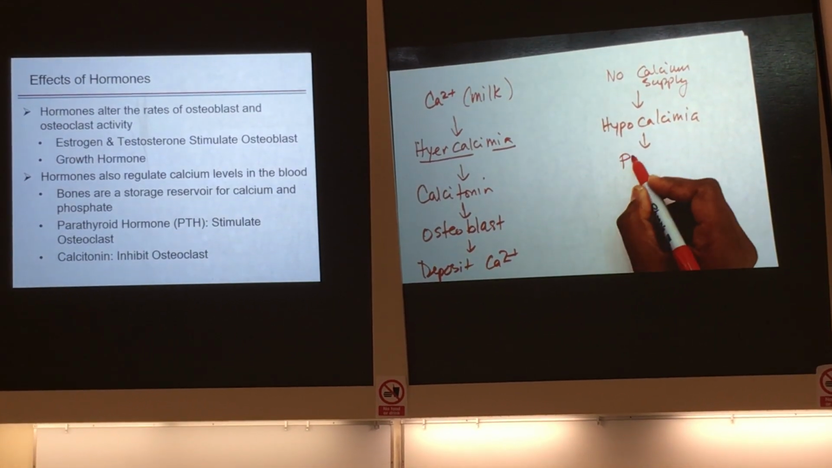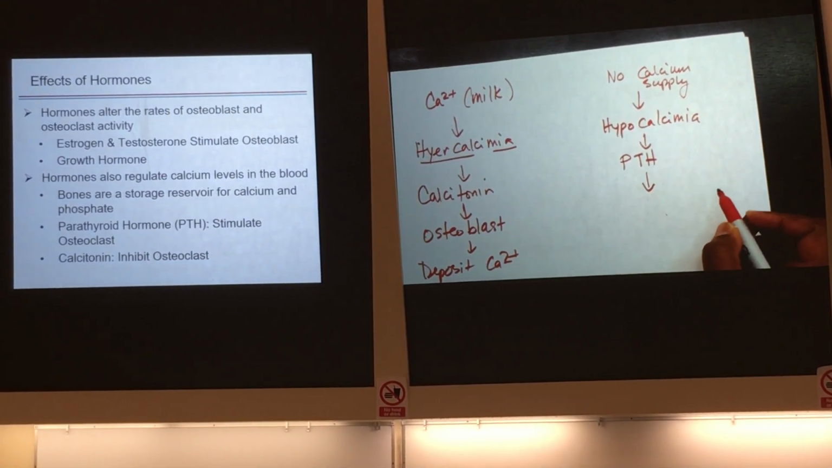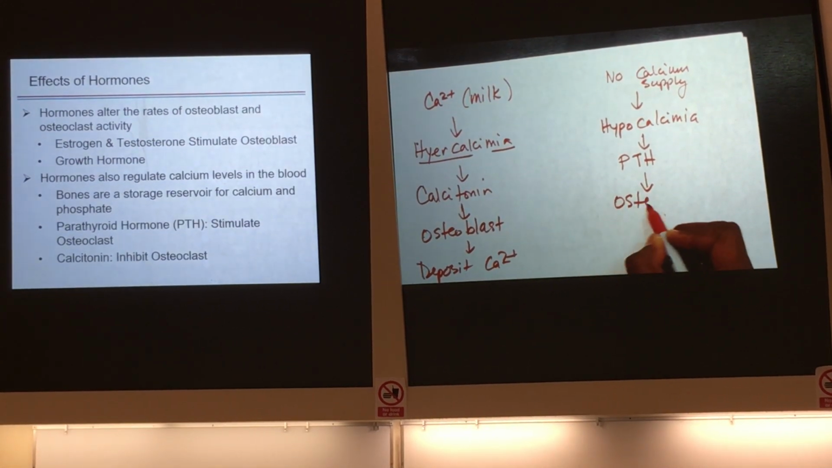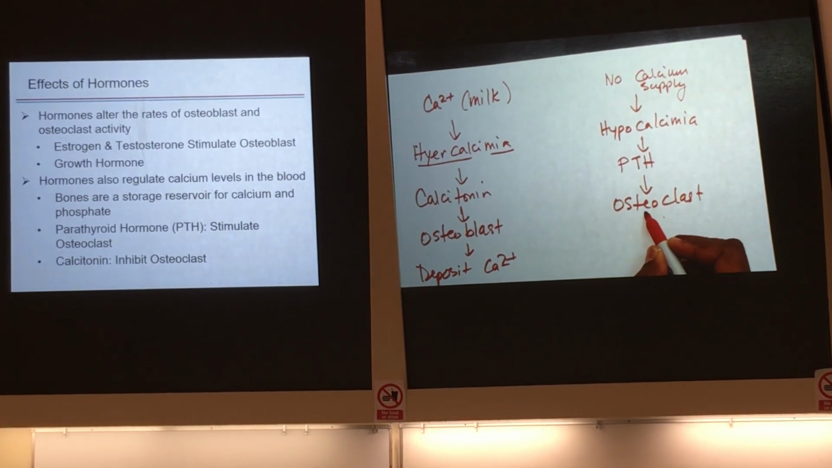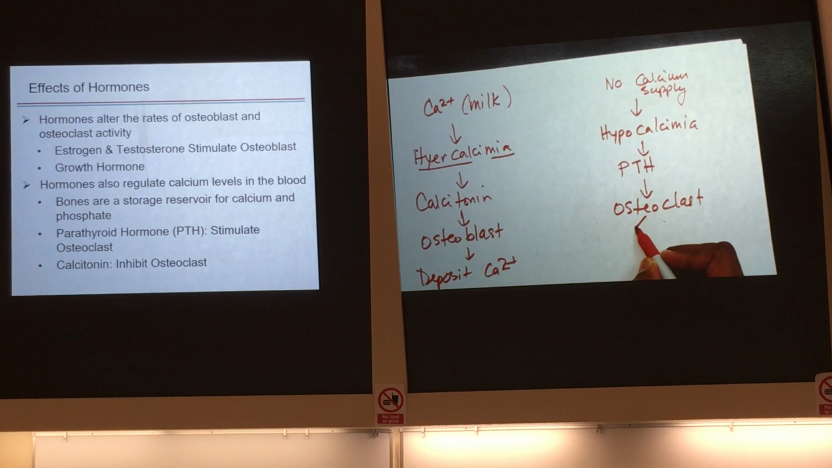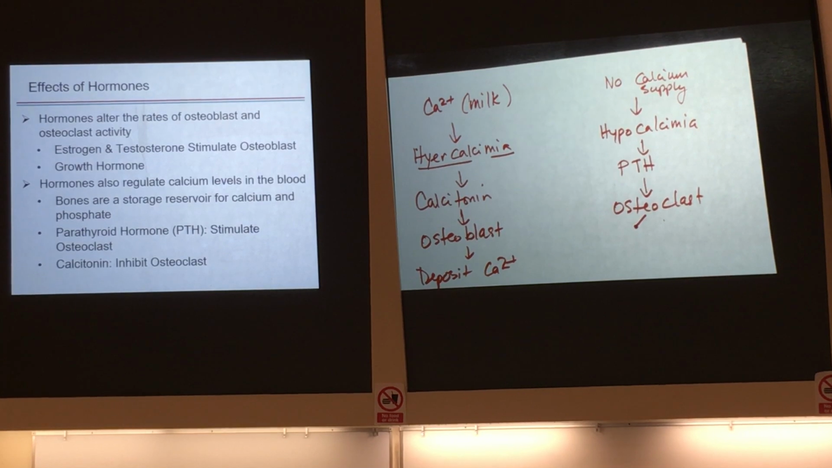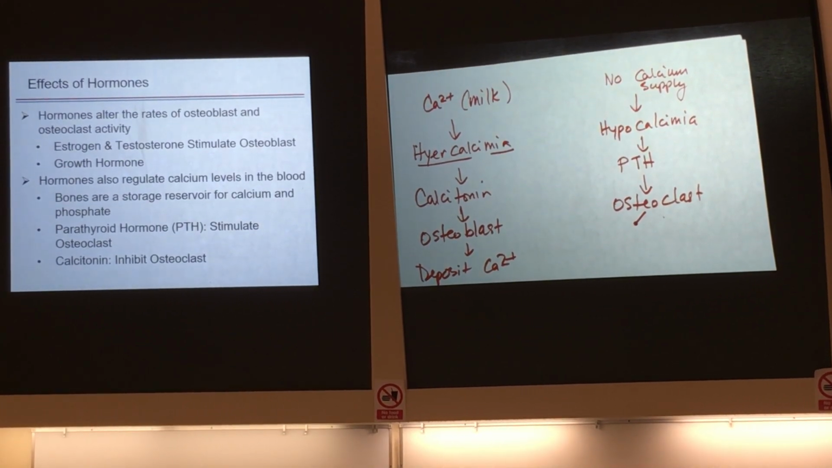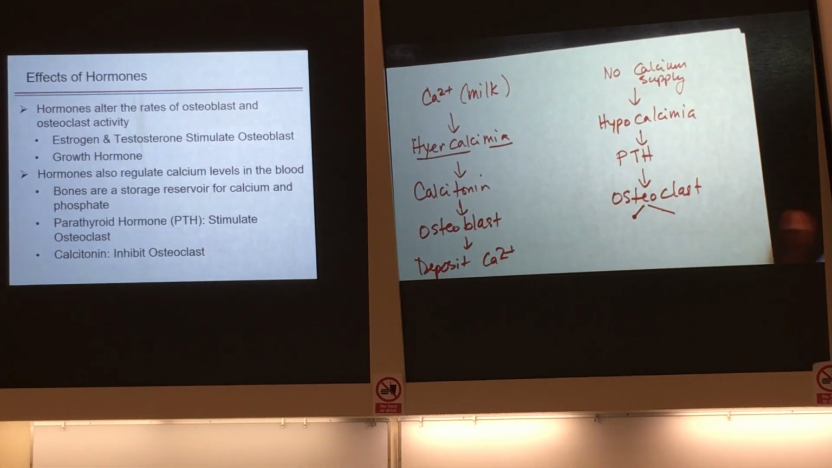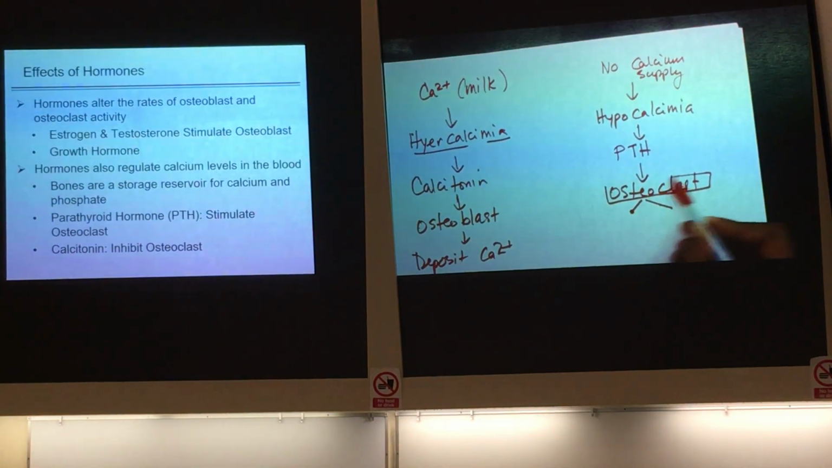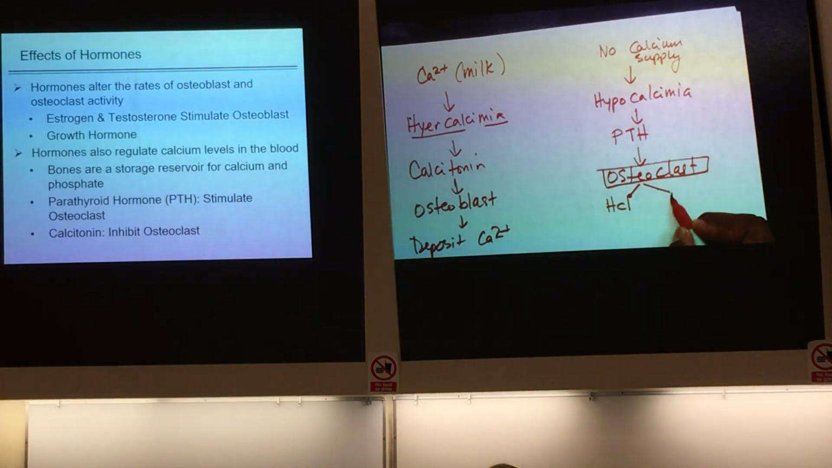Now, the body is going to produce PTH. Which cell is going to be stimulated? Osteoclast. Osteoclast is going to dissolve the bone. How is it going to do it? Well, you have to take out the calcium which is stored. You need a password for that. What is the password to take this out? What does this bring? Hydrochloric acid and lysosome.